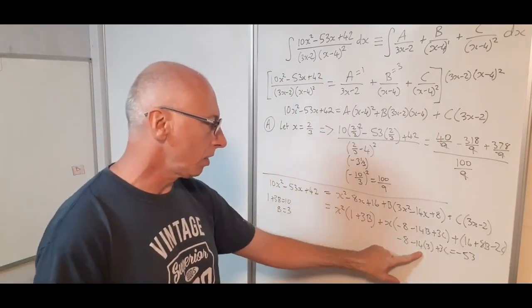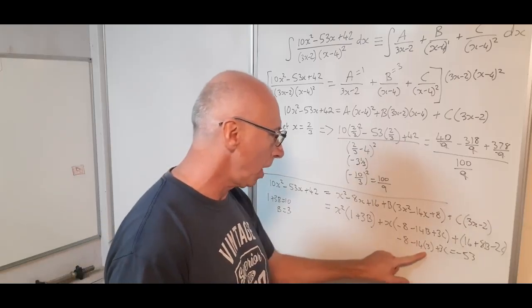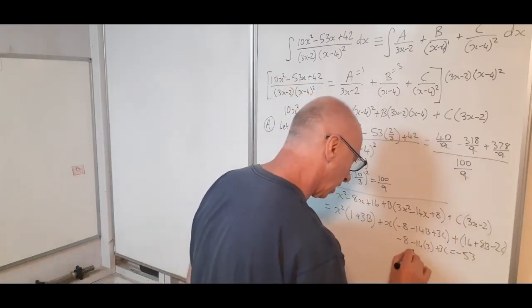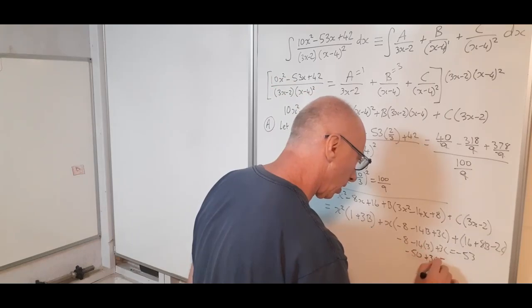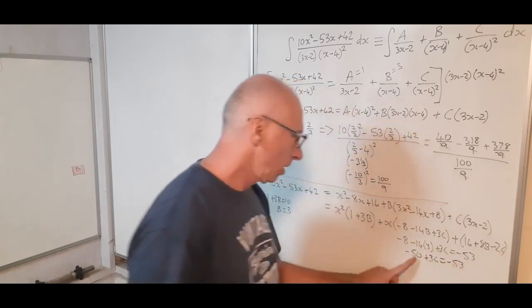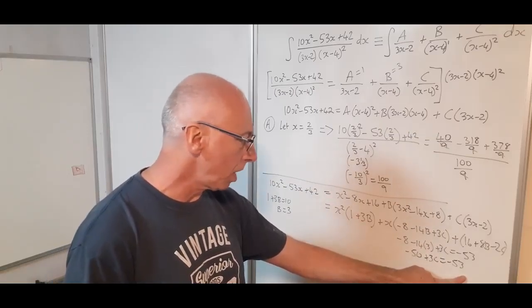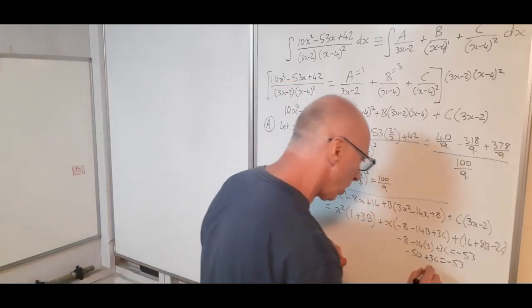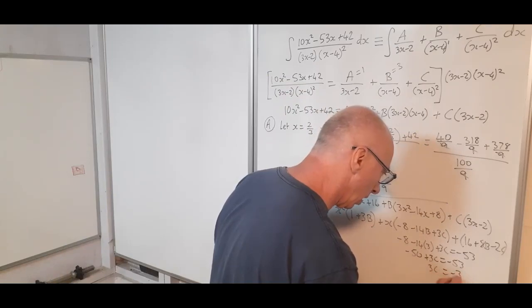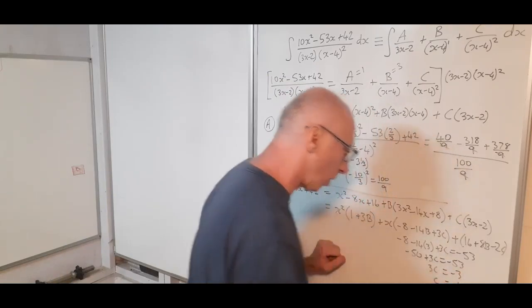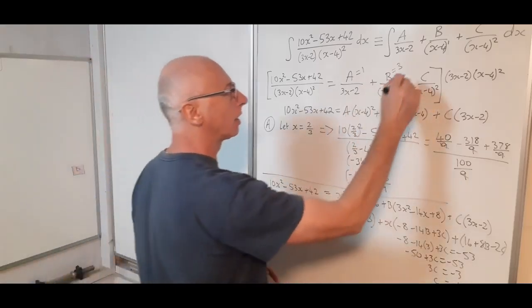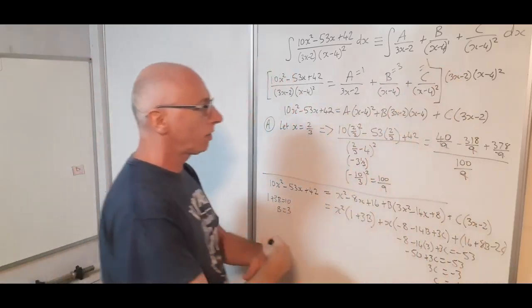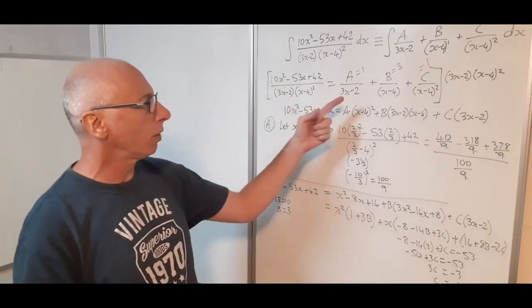So minus 8 minus 14 times 3 is 42, so that's minus 50. Plus 3c equals minus 53. So then bring the 50 over, I'm left with minus 3. So 3c equals minus 3, in which case c equals minus 1. So that takes care of that. Okay, so after all that, I've now got my coefficients.